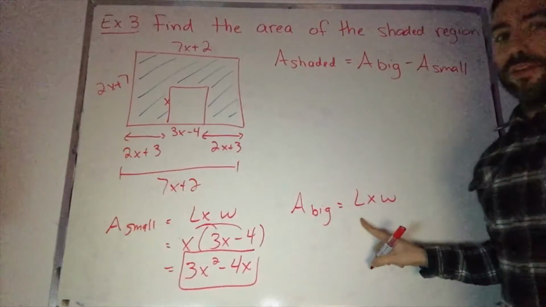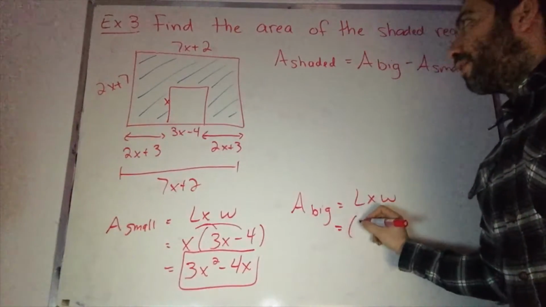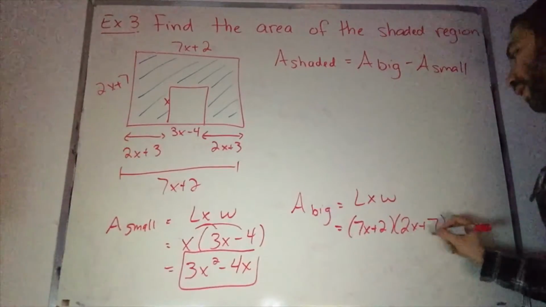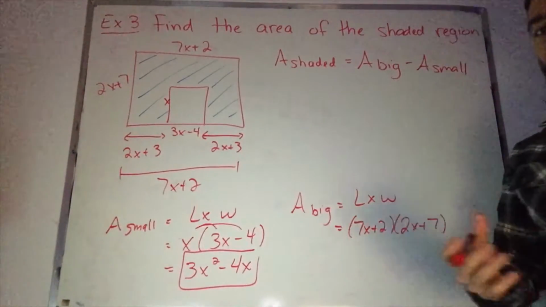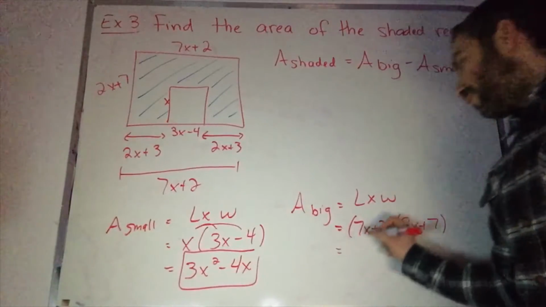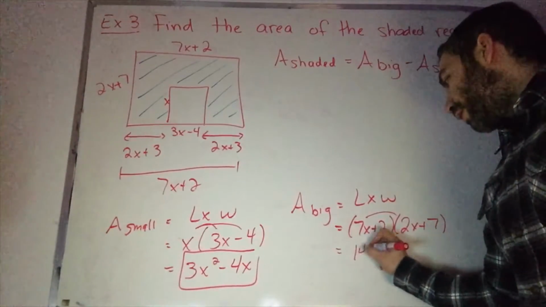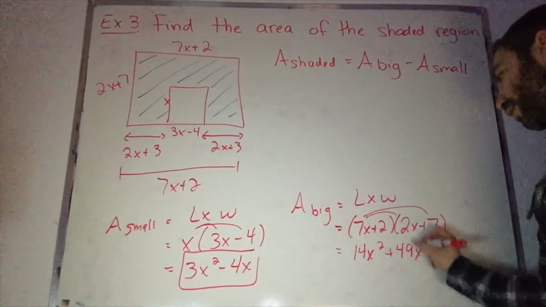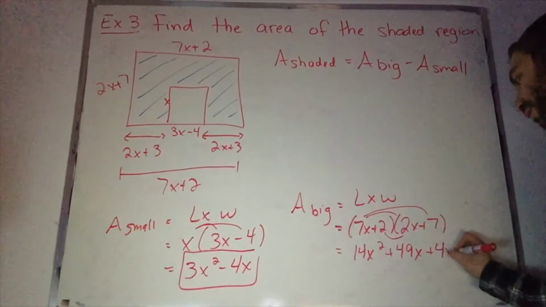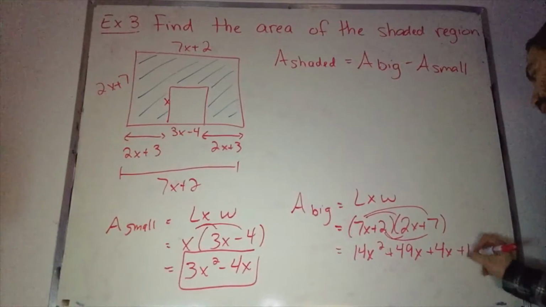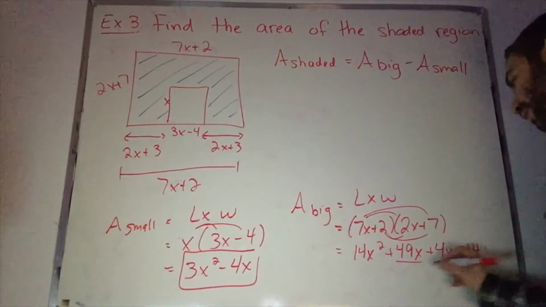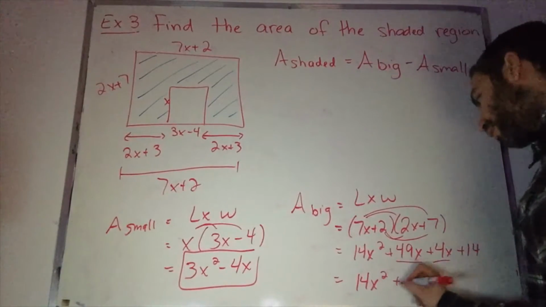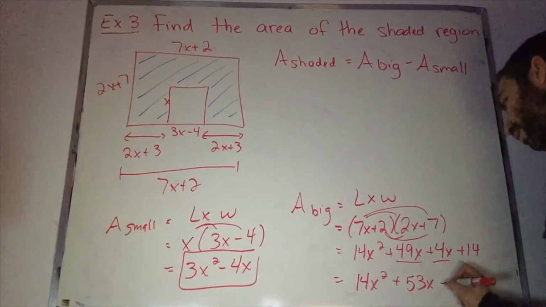So always start off by writing down your formula and then plug in what you know. So 7x plus 2 times 2x plus 7. And again, if you reverse the order of this, it doesn't matter, you'll get the same answer as me. So let's FOIL. 7x times 2x is 14x squared. 7x times 7 is plus 49x. 2 times 2x is plus 4x. And 2 times 7 is plus 14. Combine like terms as usual. And we get 14x squared plus 53x plus 14.